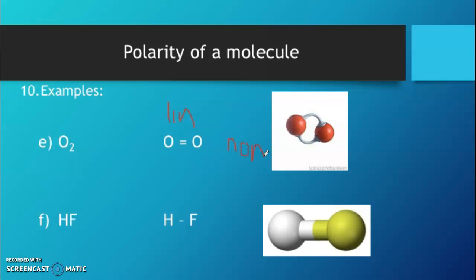So the question we're always asking when we're checking for linear, trigonal planar, or tetrahedral, we're asking ourselves the question, are all the outside atoms the same? If they are, then it's nonpolar. If they're not, then it's polar.